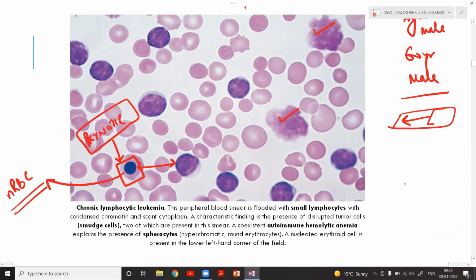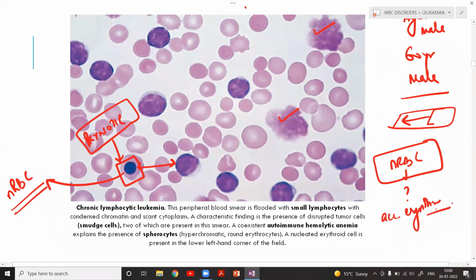Now, what is this NRBC indicating? The presence of NRBC is indicating what? No, NRBC presence is not indicating spherocytes. Erythropoiesis. Yes, the presence of NRBCs indicates accelerated erythropoiesis, meaning there is some hemolytic picture going on, because of which NRBCs are coming into the circulation.